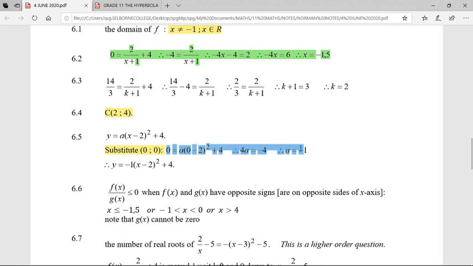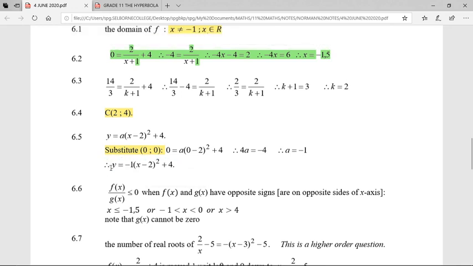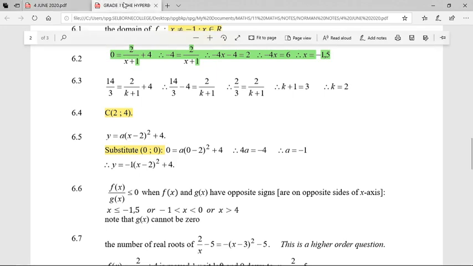If a is -1, does that confirm the shape of the parabola to you? Yes, it's a sad parabola, so our answer makes sense. We put the answer back into what we had so far, making y is equal to -1, brackets x minus 2 all squared plus 4. Okay, good little question.